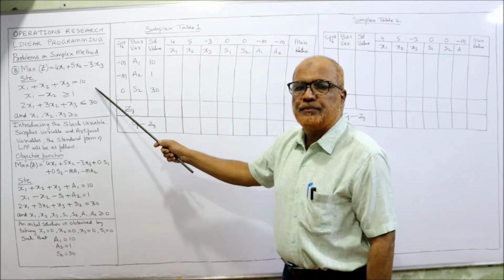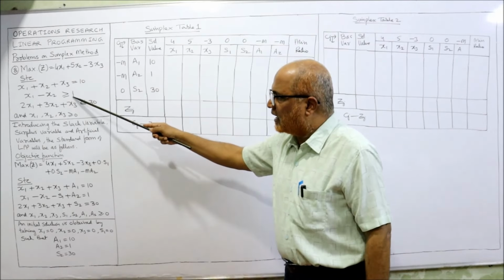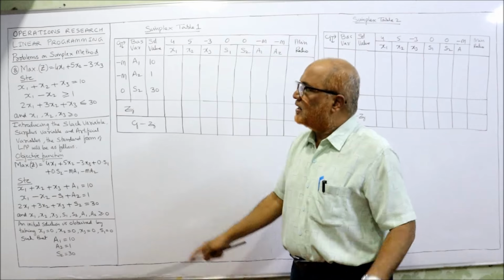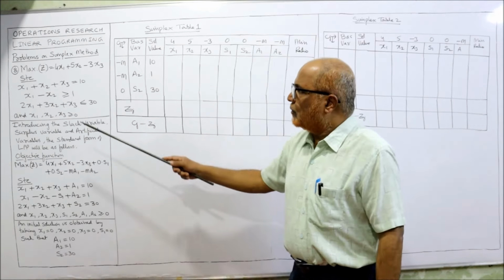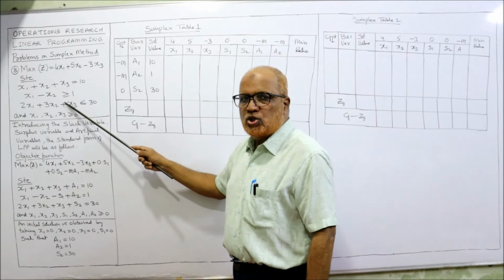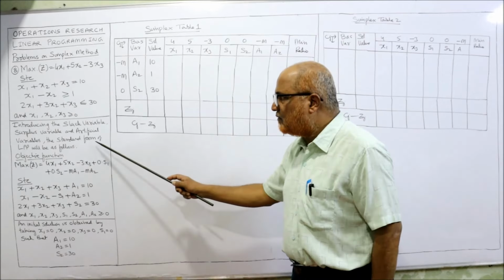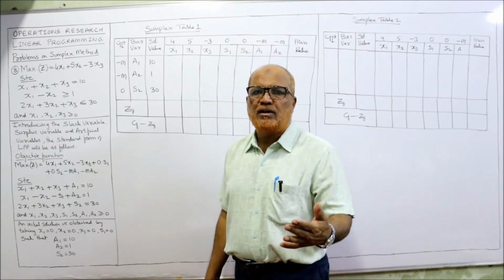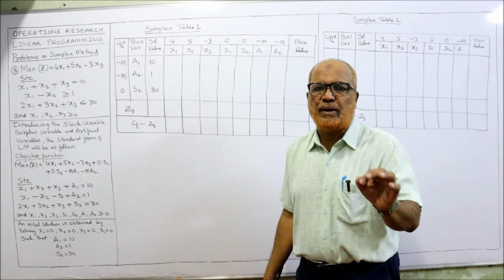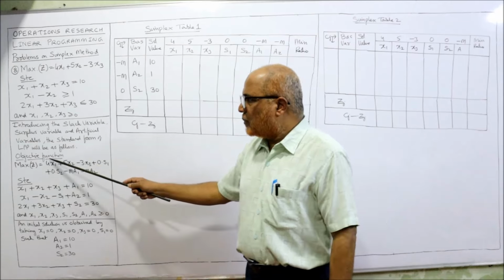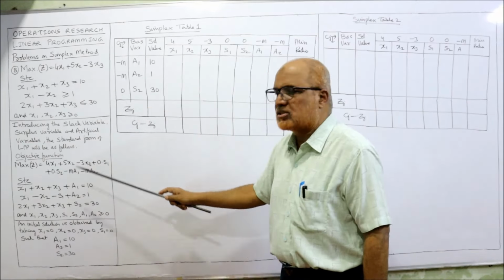This is the problem. First of all, it's a mixed constraint: one equation, greater than and less than. Secondly, it is a maximization problem. Remember this point. Now, this is the original problem. Now, introducing the slack variable, surplus variable and artificial variable, we can convert the LPP into a standard form for solving by simplex. So, the original objective function is 4x1 + 5x2 - 3x3.